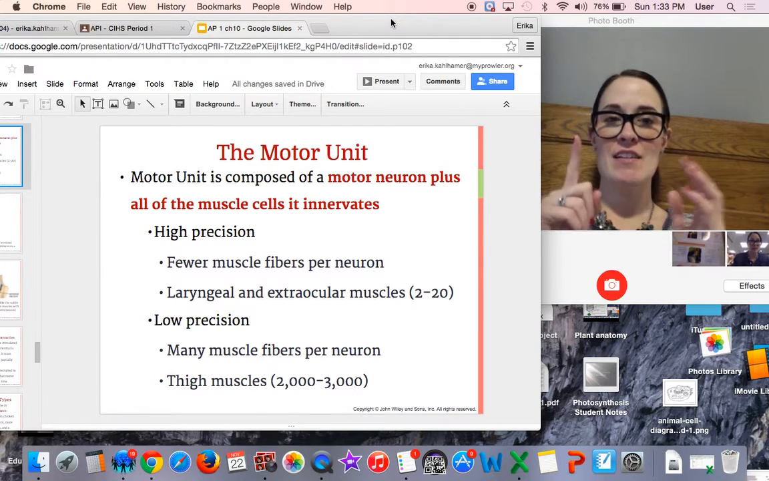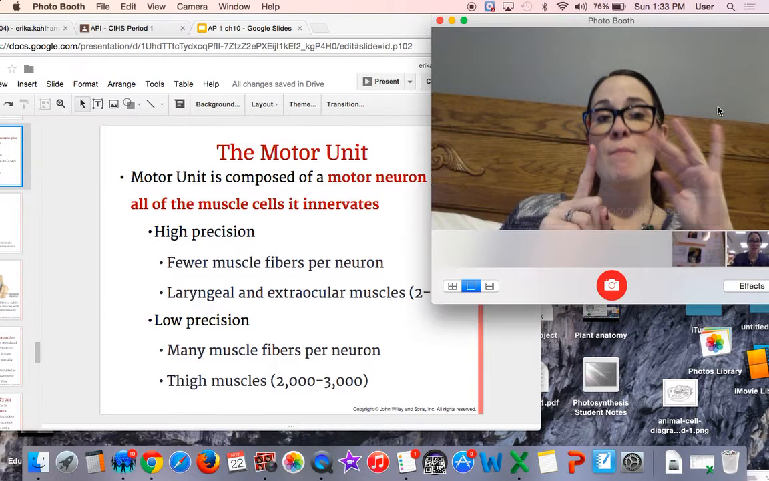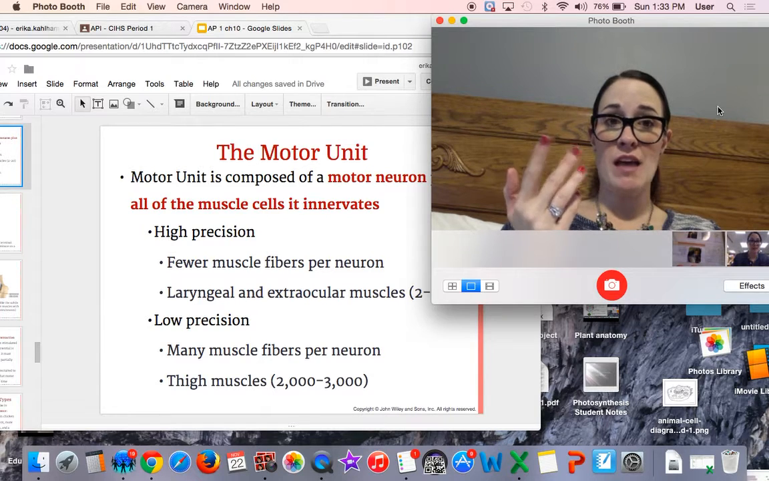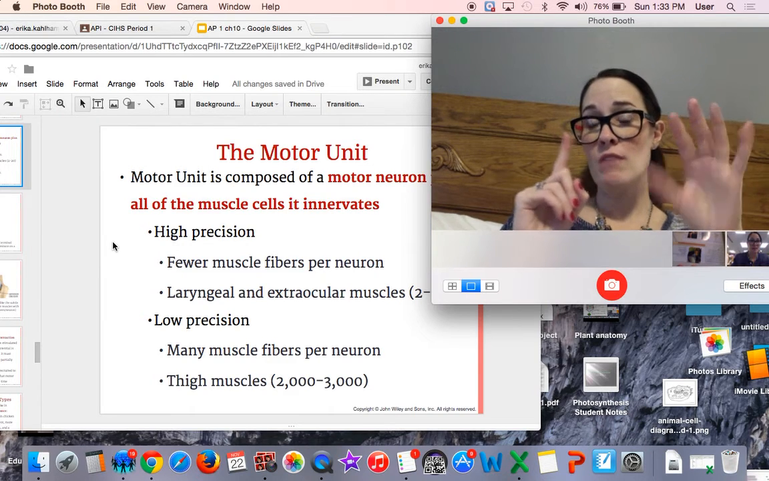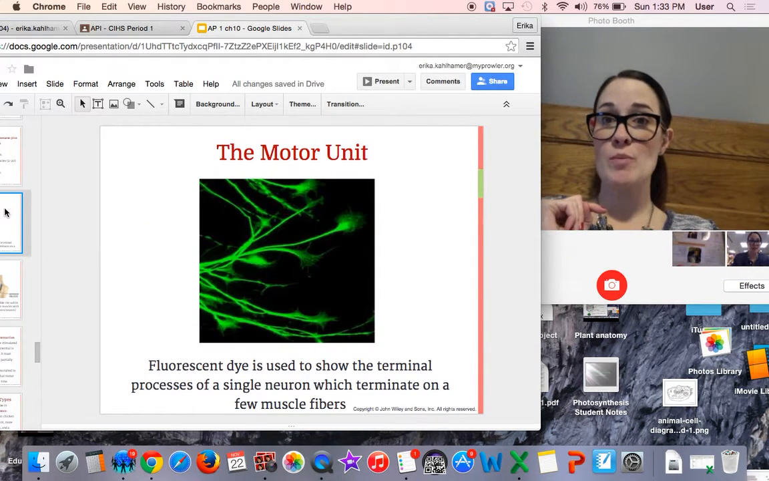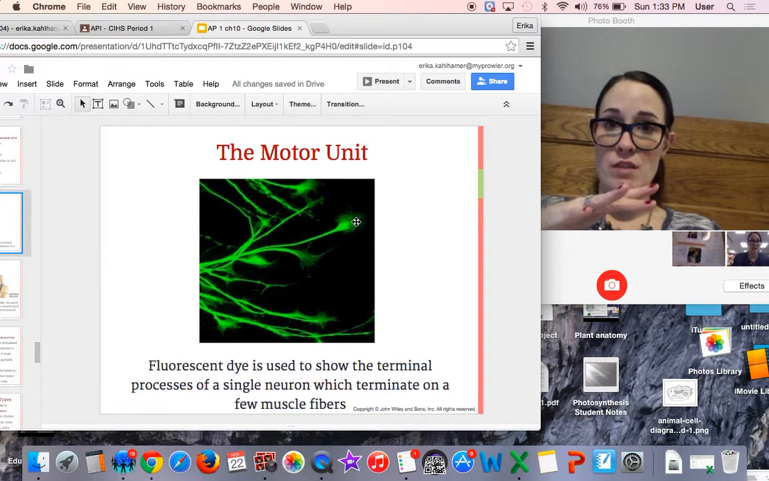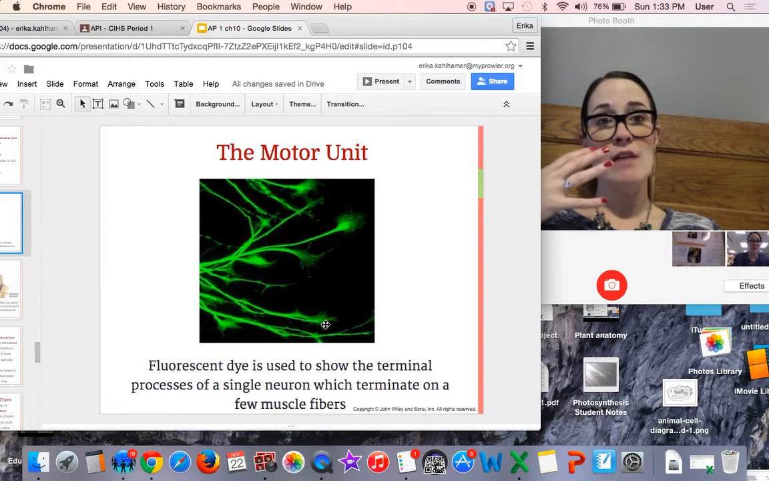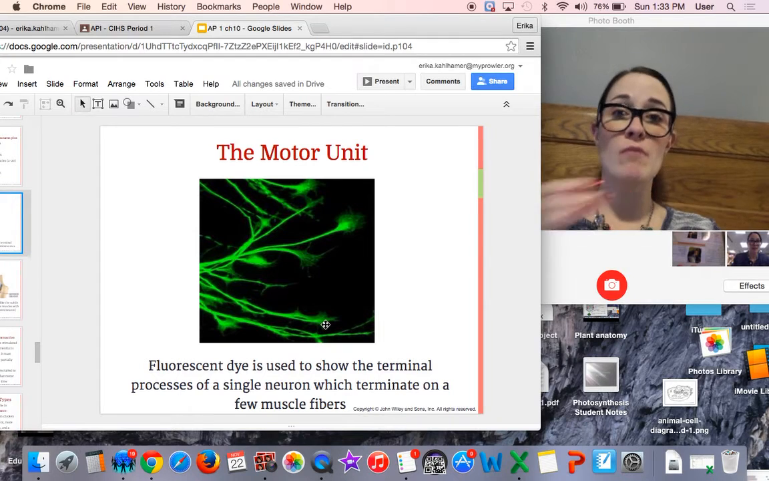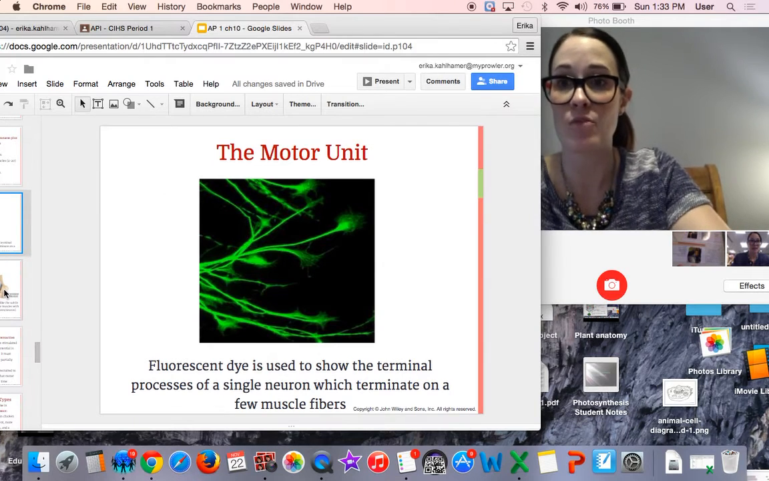Low precision, still only one motor neuron, but many more muscle fibers. Thigh muscles have from 2,000 to 3,000 muscle fibers per only one motor neuron. Lower precision. Here's a picture. The green represents dye of a neuron, and these are the extensions of that neuron where it touches a muscle fiber here, here, here, here, here, here, here. When that neuron tells that group of muscle cells to contract, they will all contract in that unit.